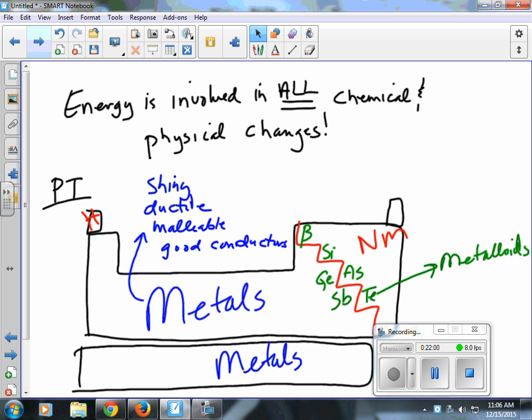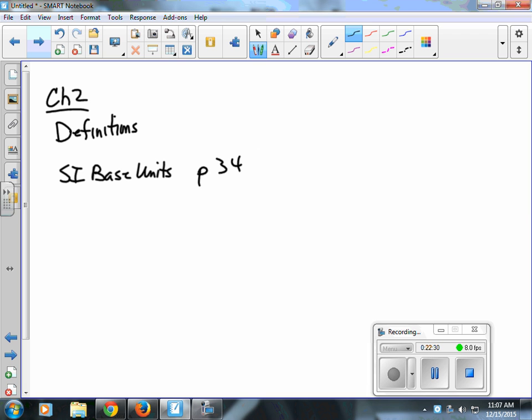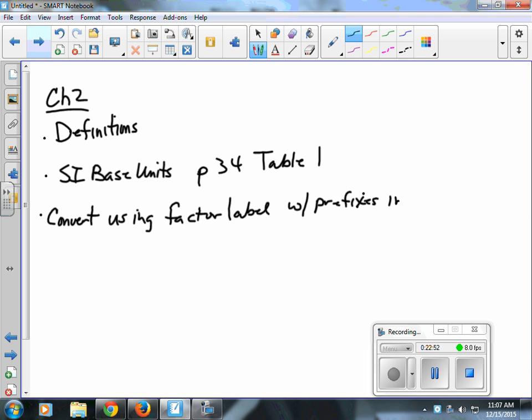Chapter 2. Definitions. SI base units. Remember that was page 34, table 1. Be able to convert using factor label with prefixes in table 2. I will give you table 2. You don't get that in college, just remember that.